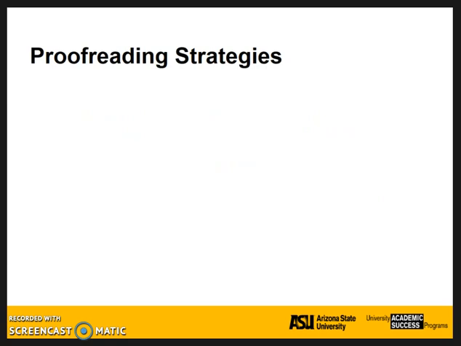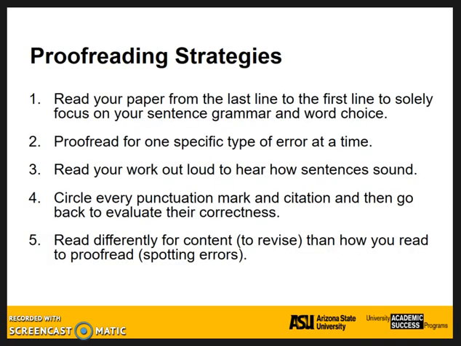Trying to spot errors in your writing can be challenging, but here are some strategies for proofreading to help you with that process. First, read your paper from the last line to the first line to solely focus on your sentence grammar and word choice. Second, proofread for one specific type of error at a time. You'll need to read through multiple times, but then you are only focusing on one area for revision each time.